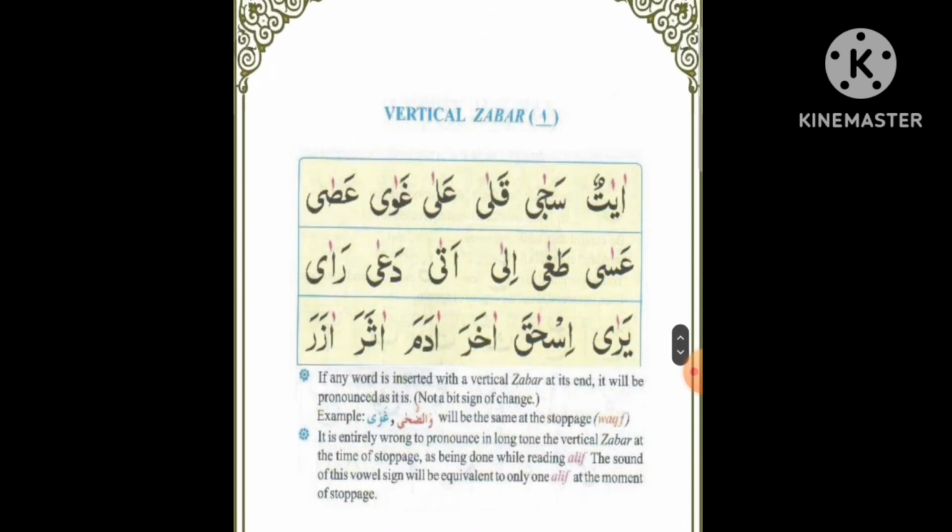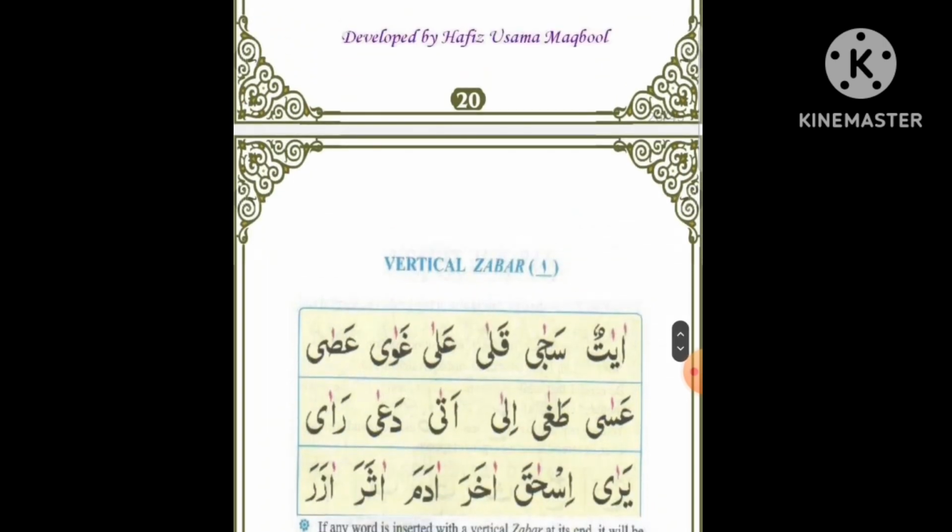Yes, I read khada zabar. Khada is an Urdu word. If you want to skip the Urdu word and say alif vertical zabar a, ba vertical zabar ba, you can say vertical zabar or khada zabar. Whichever way is convenient or easy for you, you can use that word, either vertical or khada.